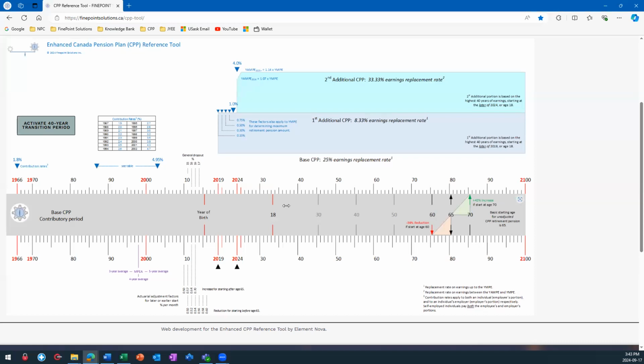Sliding the gray bar is how you set the age of the person you want to find Canada Pension Plan information for. To do this, simply line up the year of birth on the age scale with the appropriate year on the timeline. For example, if your year of birth is 1970, slide the age scale until the red year of birth line coincides with 1970, like this.